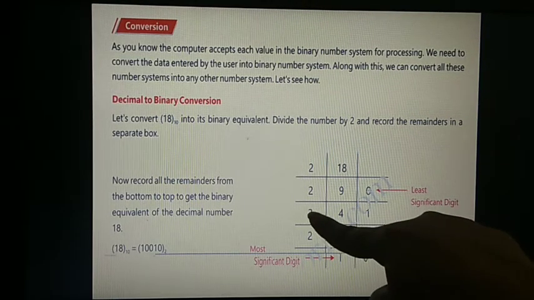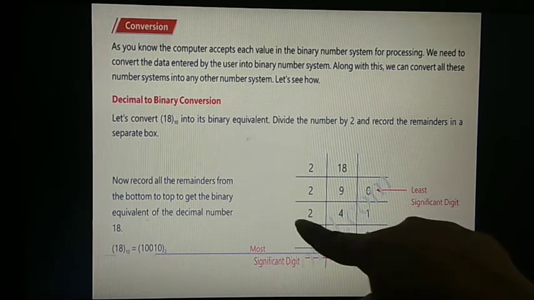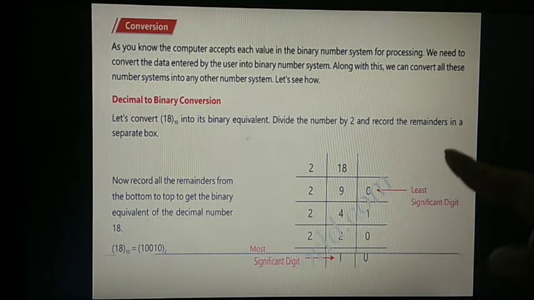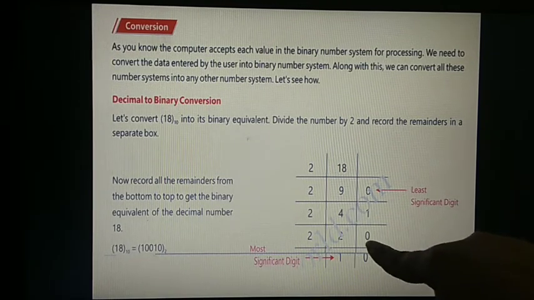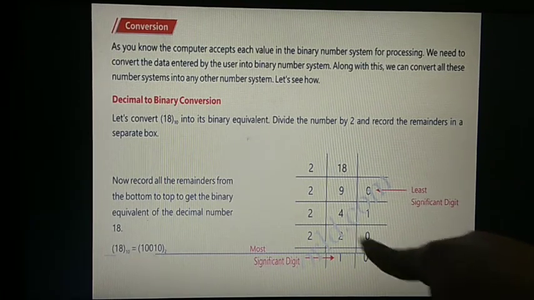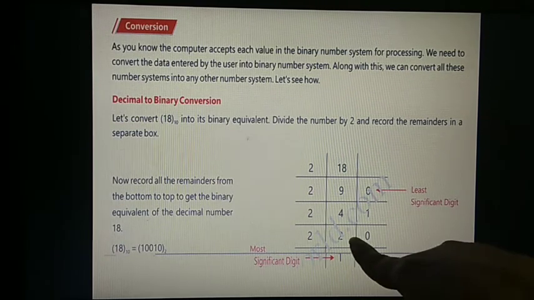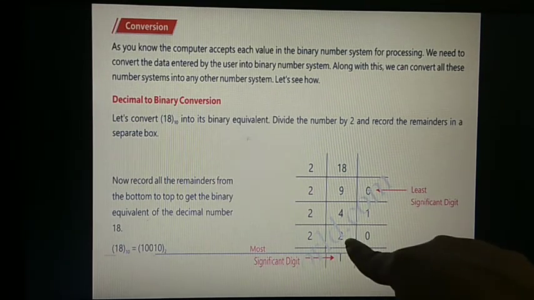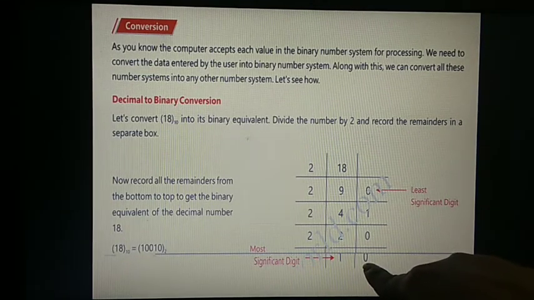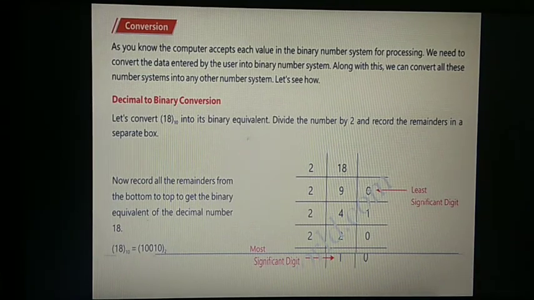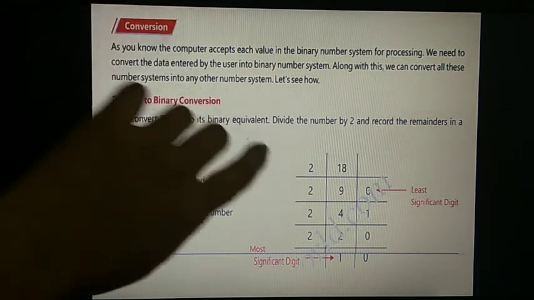Next, 2 2s are 4. Do you have any remainder? Yes, remainder is 0. Clear? Next, 2 1s are 2. Yes, remainder is 0. Correct. Understood? Once again, just see.